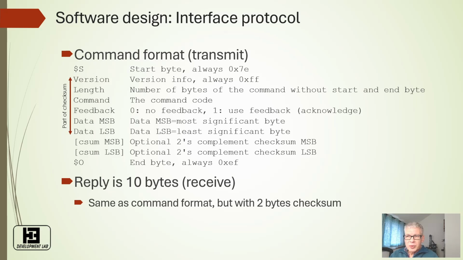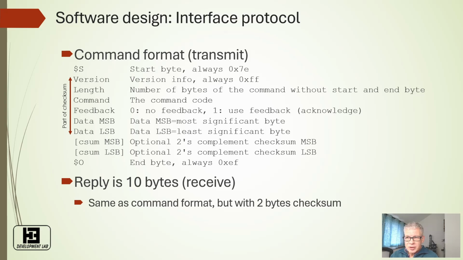What we also need to do is take care of the interface protocol. That's over the UART serial interface. The commands are in a command string, which starts with a start byte, and that's always 7E. Then you get a version, which is always FF.